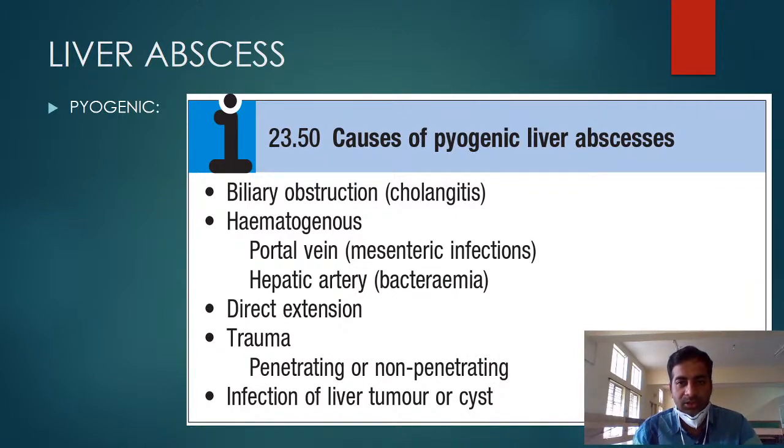The most common causes of pyogenic liver abscess include cholangitis, mainly due to biliary obstruction. It could be hematogenous through the portal vein or hepatic artery, direct extension and trauma, any procedures, penetrating or non-penetrating, and an infection of the liver tumor or the cyst.